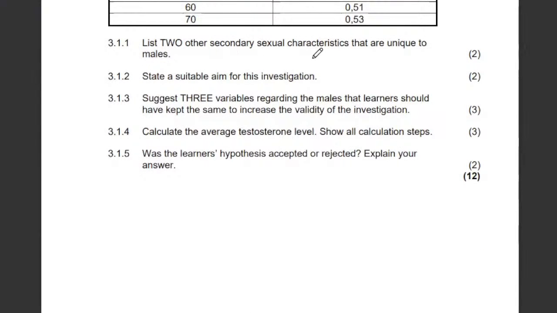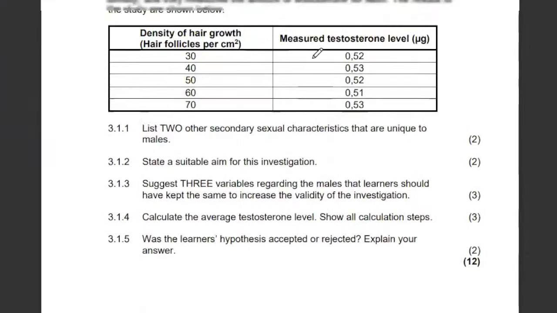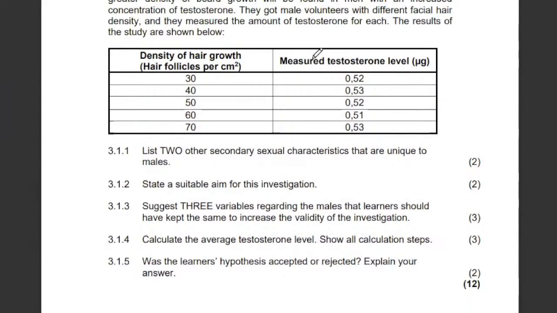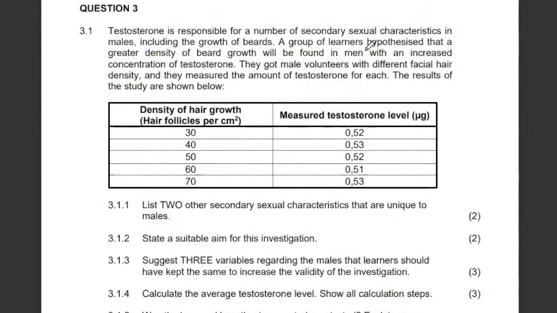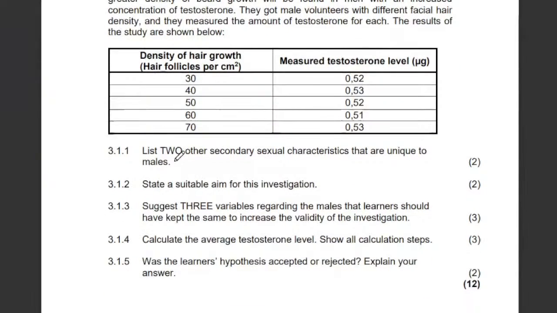Step 2, secondary sexual characteristics. Here you talk about secondary sexual characteristics. They didn't talk about the deepening of the voice or enlargement of the penis, so there are so many you can talk about. Here they talked about facial beards, the density of the beard. They didn't talk about the density of the hair growth follicle.